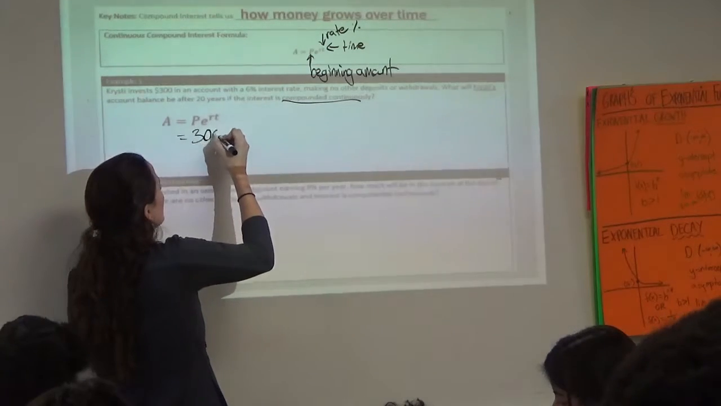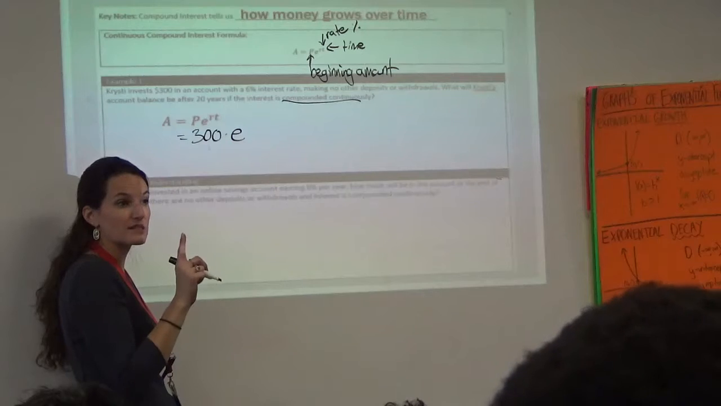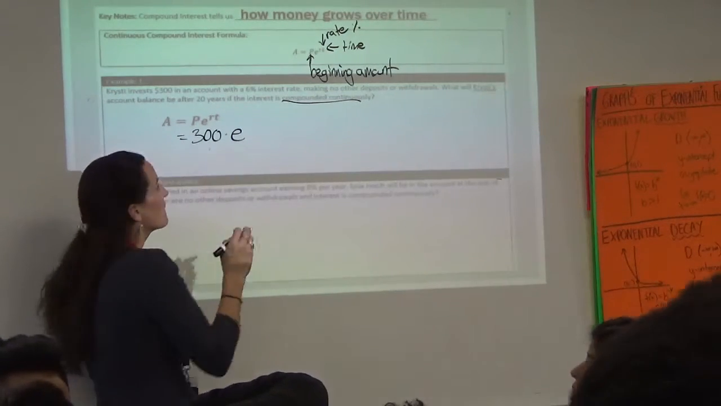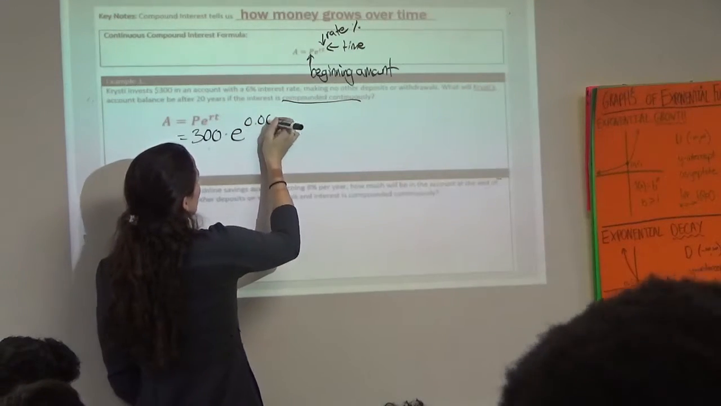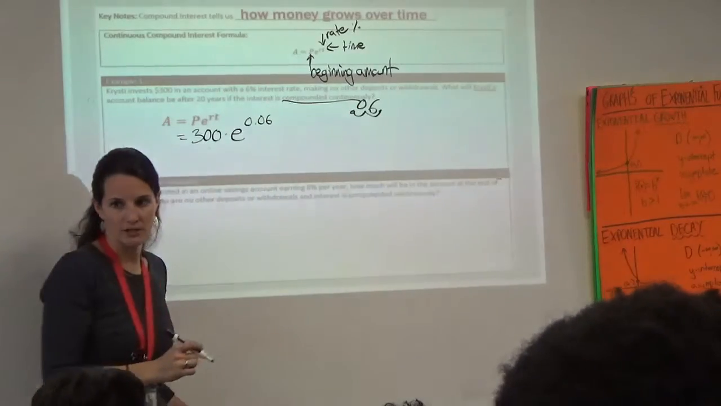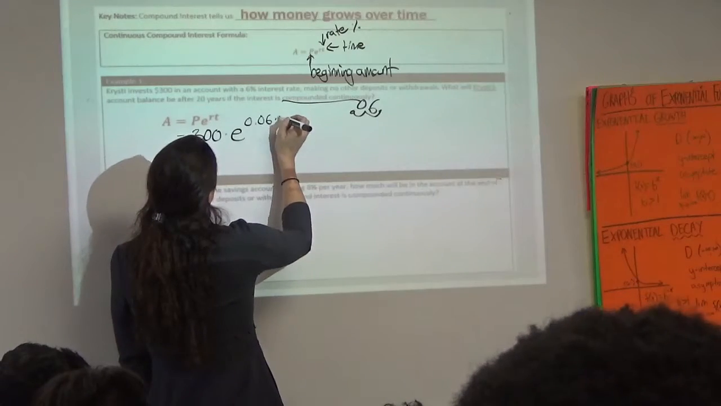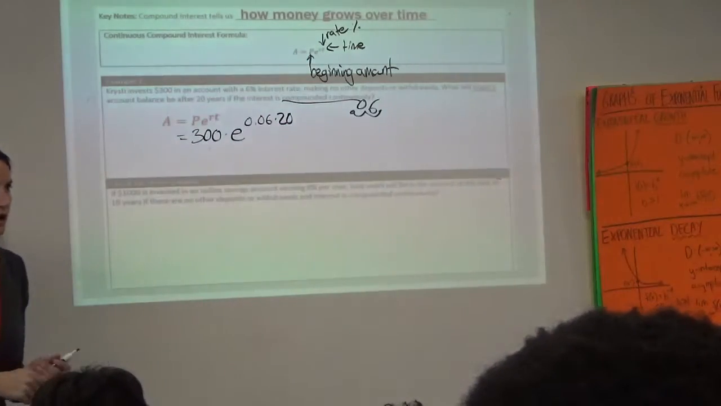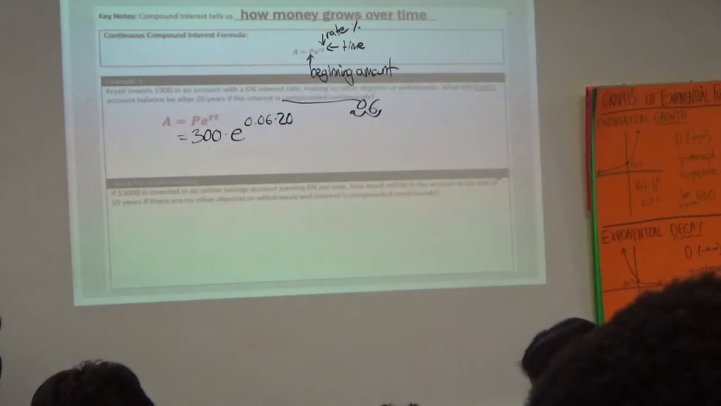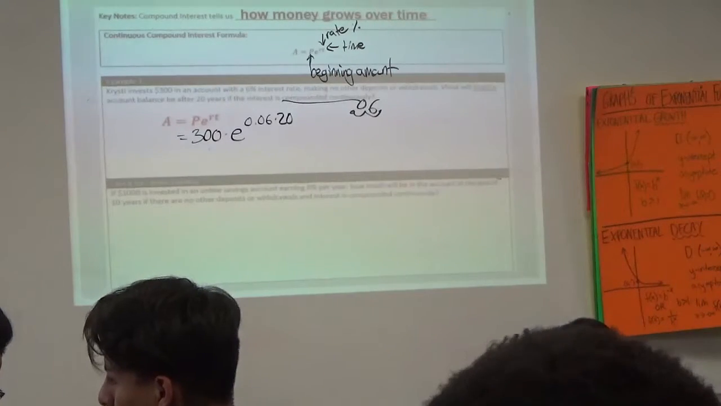300 times e to the rate, which is not just going to be 6. Raise your hand if you know what we're going to write for our rate. 0.06, because you move it over 2 spots. You're dividing it by 100 because percents are out of 100. Times our time, which is 20 years right now. Okay? So you're going to just plug this in your calculator and find it. I'm going to do a quick calculator check and walk around, to make sure everyone has it while you're calculating. So go ahead and calculate that.